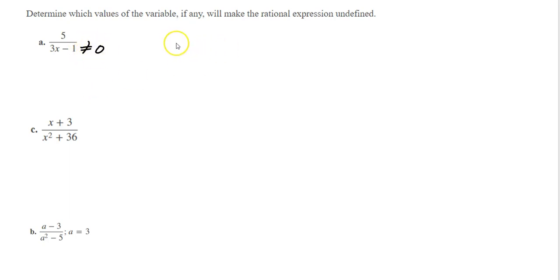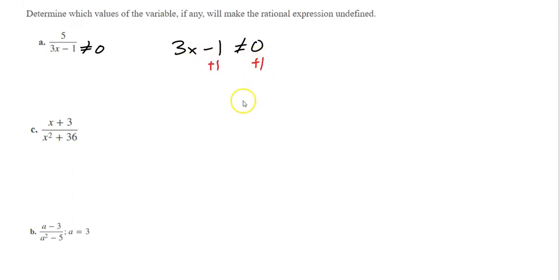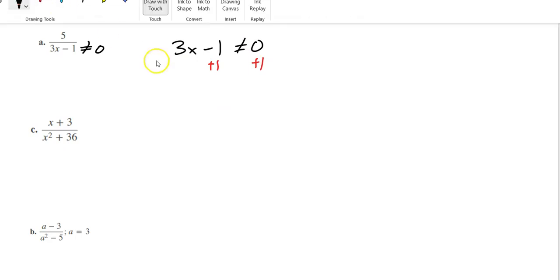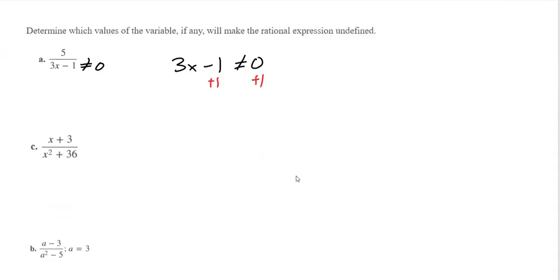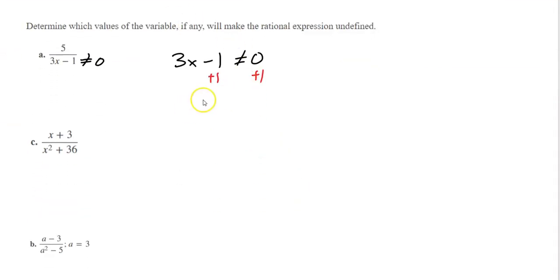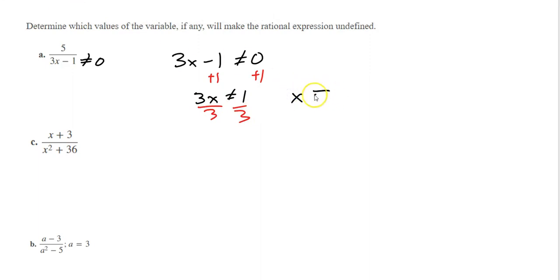So let's come over here and go 3x minus 1 cannot equal 0. Well, let's add 1 to both sides. We're going to end up getting 3x cannot equal 1. Divide off the 3. And for this one right here, x cannot equal 1/3.